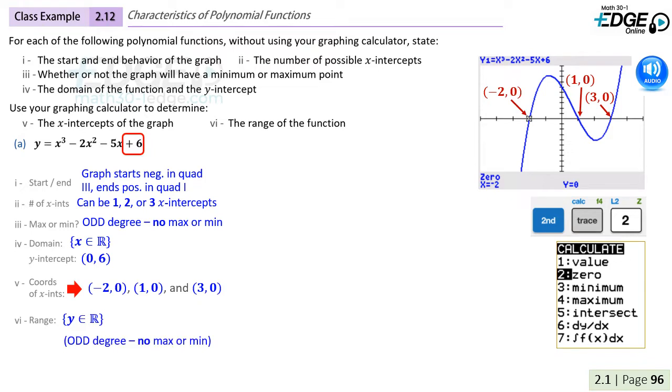As stated earlier, because this graph is of an odd degree, there will be no maximum or minimum. So the range will be all real numbers.